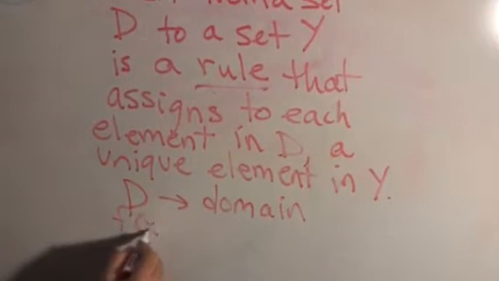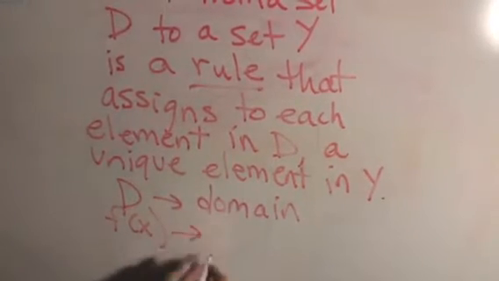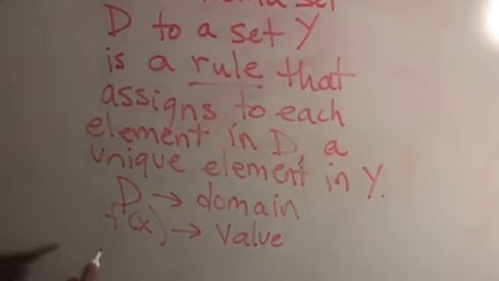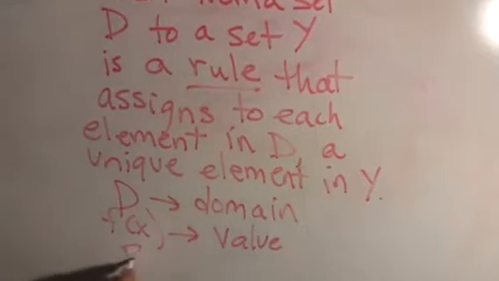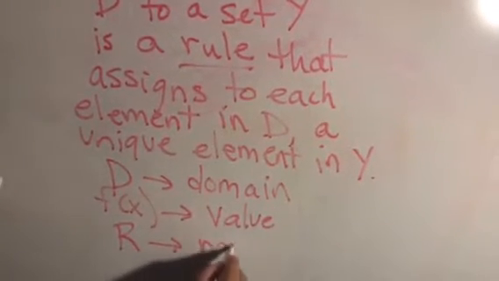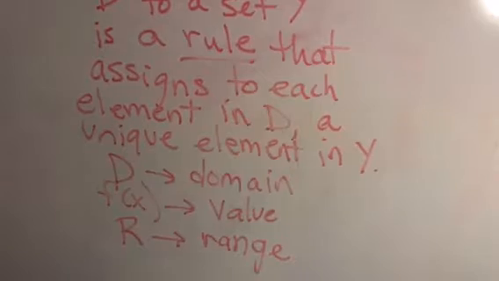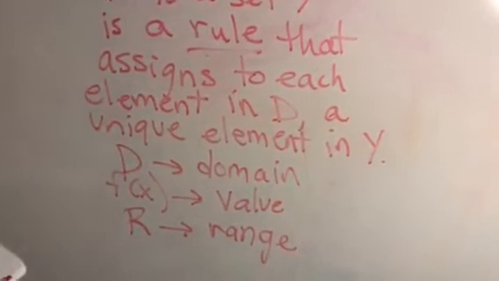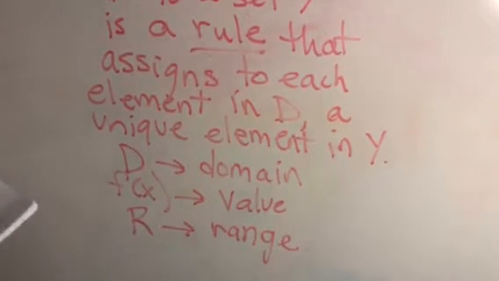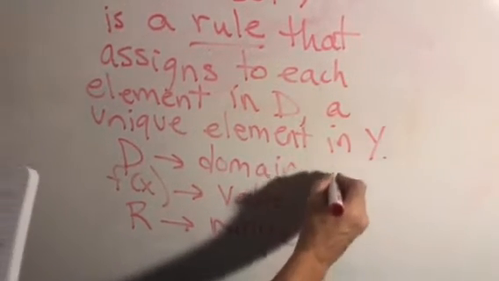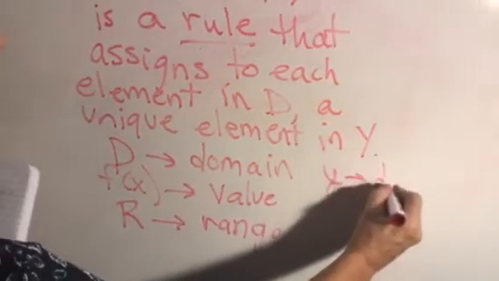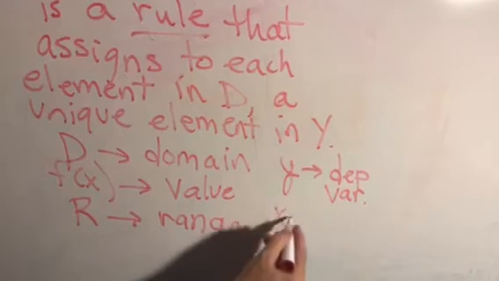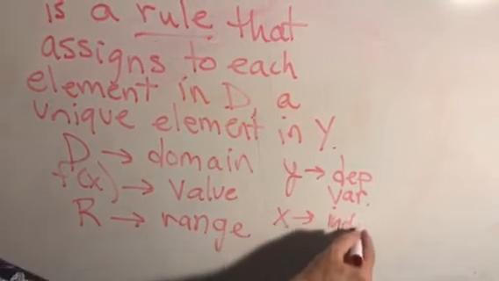F of X is the value, and then R we sometimes refer to as the range, which is the set of the Y values for which the function is defined. Y is called the dependent variable, and X is called the independent variable.